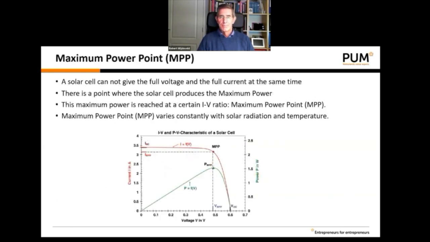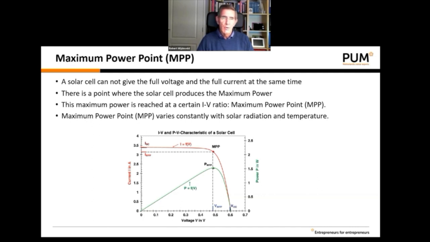The maximum power point. We've covered this topic also in the first lecture, so I will repeat it a little bit, but not in detail. A solar cell cannot give the full voltage and full current at the same time. So there is a point at the solar cell where it creates a maximum power. The maximum power is reached at a certain current and a certain voltage. And that's called the maximum power point.